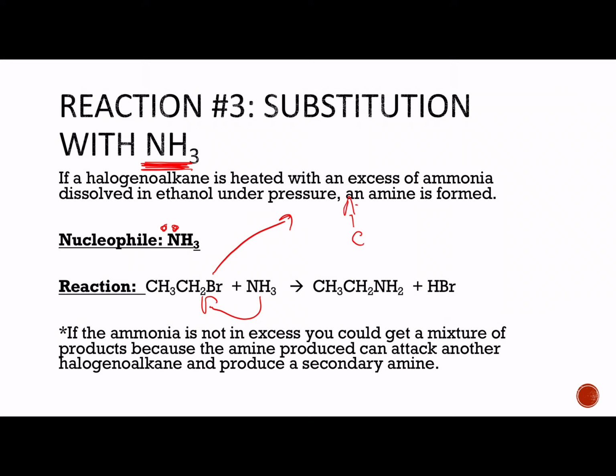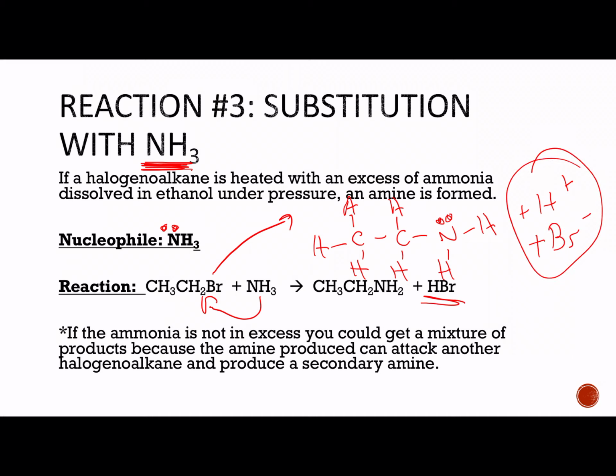You would have CH3, CH2, N has a lone pair of electrons, H2. This already satisfies the octet rule, and there is no spot for an extra hydrogen. So that extra hydrogen does need to go to the side along with the bromine that got kicked out, which is why it is a product of HBr. Again, it can be written as H plus Br minus, or it can be written as HBr, because this actually is a strong acid. I don't believe it's on the list you need to memorize, but it is.